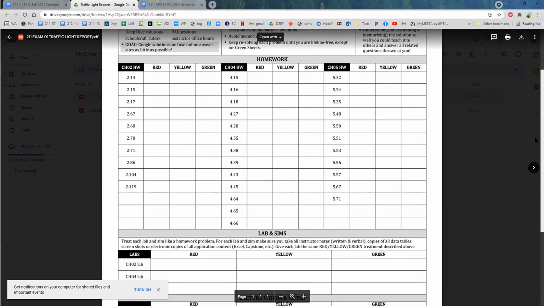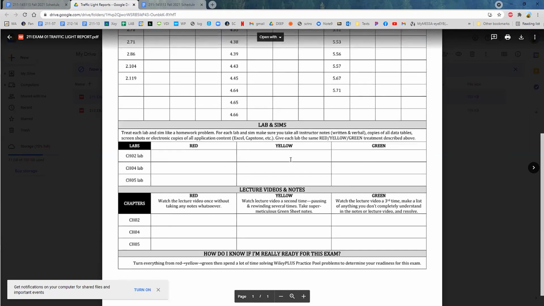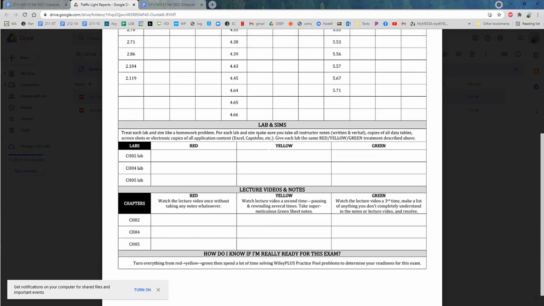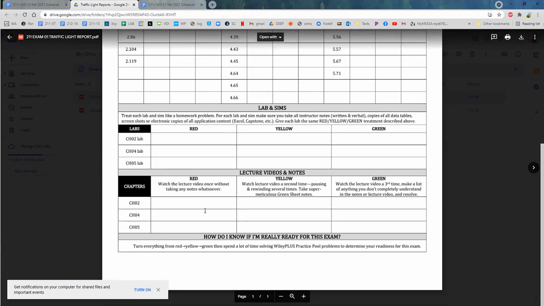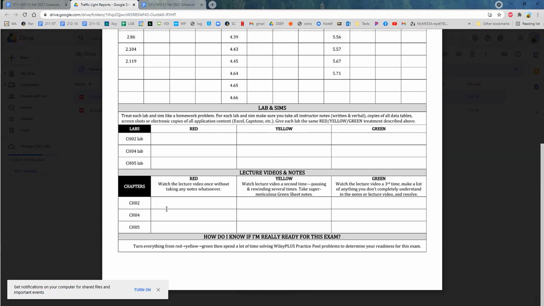You need to change everything from red to yellow to green for all of the chapter 2, 4, and 5 homework. You need to have full red, yellow, and green for the labs and sims. And again, if you don't know what red, yellow, green means, it's the descriptions here. You need to have full red, yellow, green for the lecture videos and green sheets.